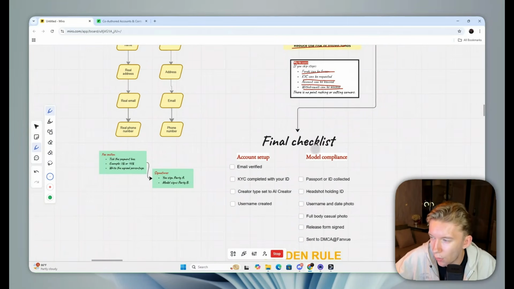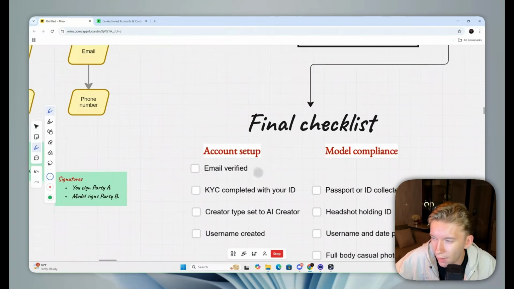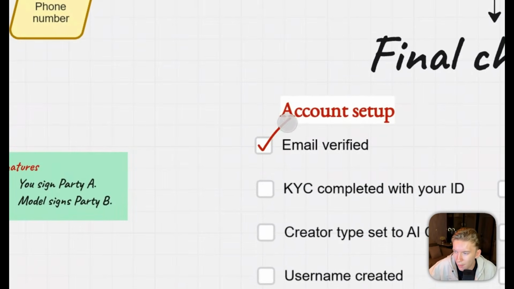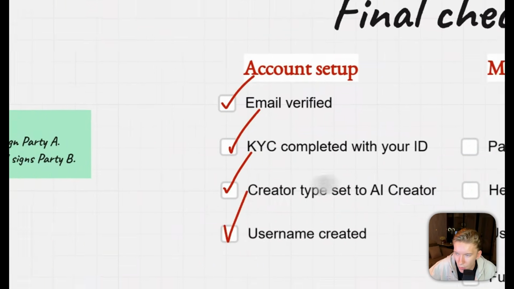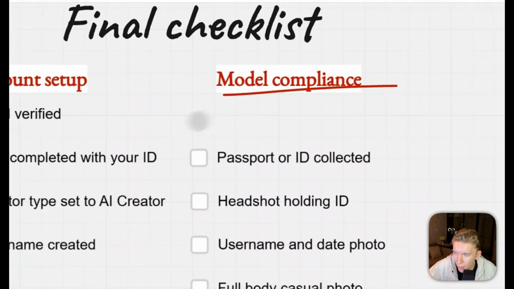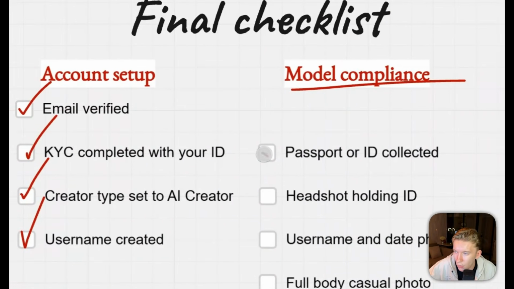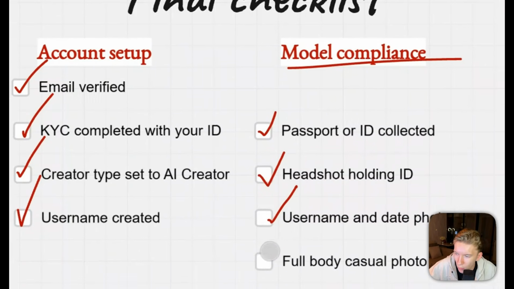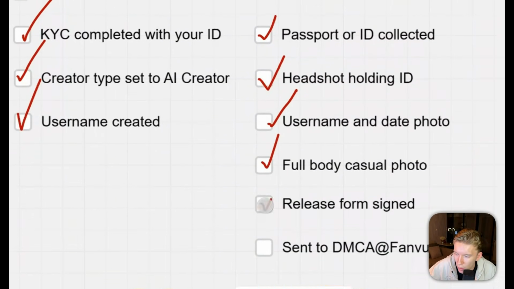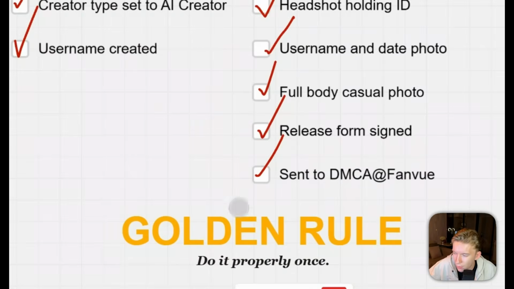It's super important. So for the final checklist, for account setup: email verified, when you have your faceless model, KYC completed, and for the AI creator, pick a username. Now for the model compliance, super important: make sure you have her passport ID, headshot holding ID, username and date photo, full body casual photo, and the release form signed, and send that to FanView.